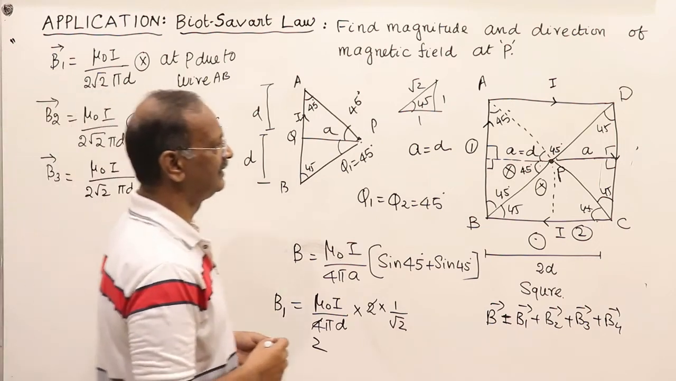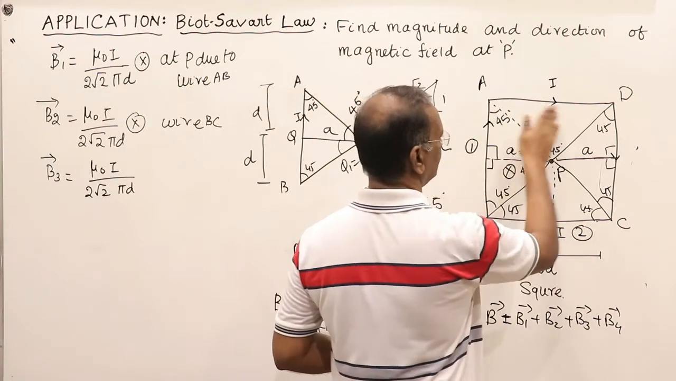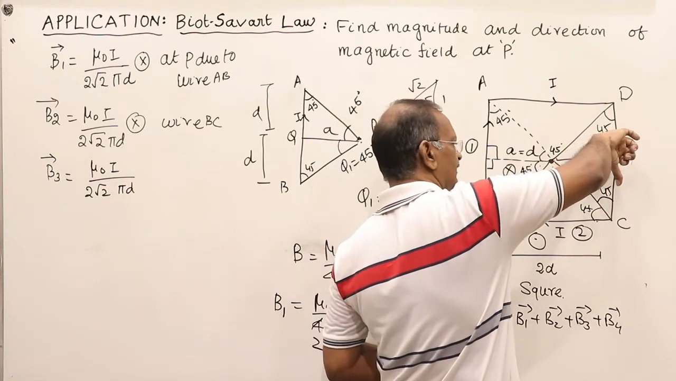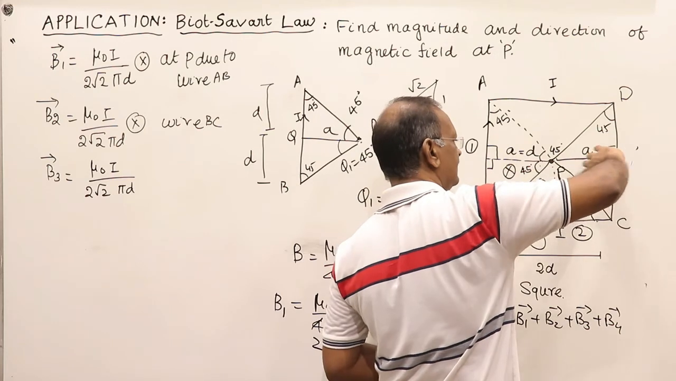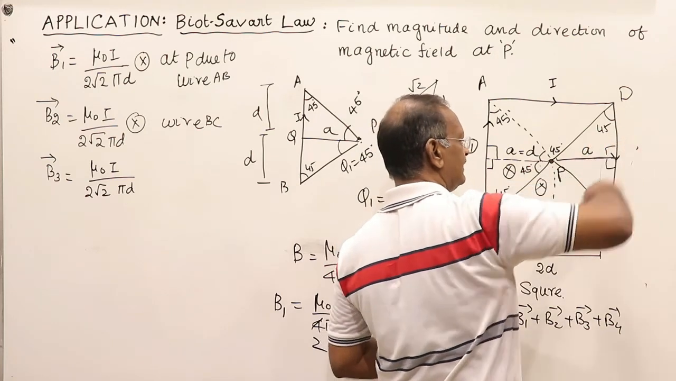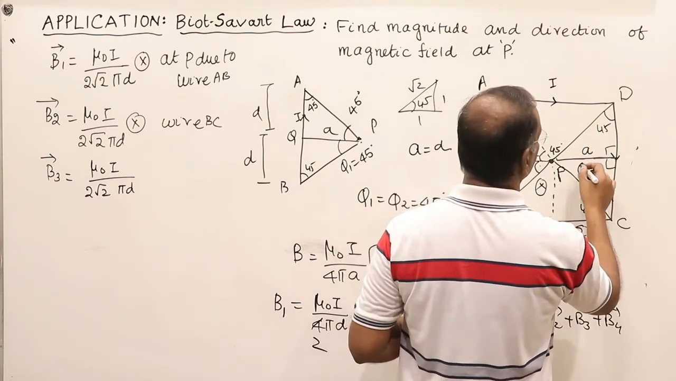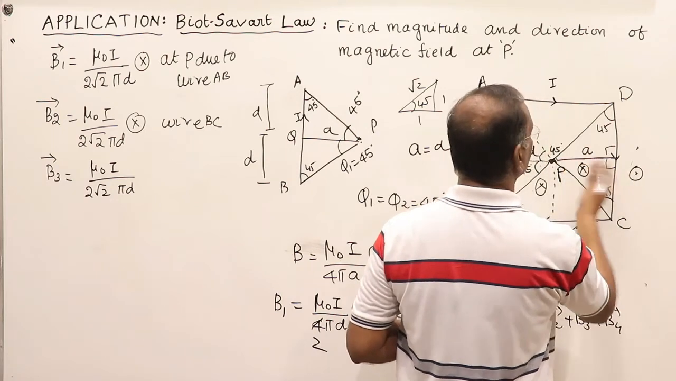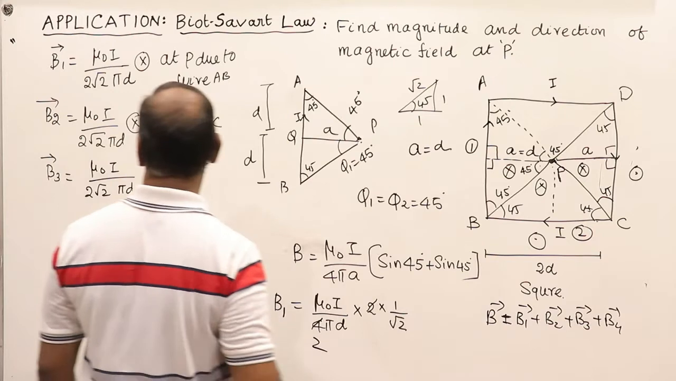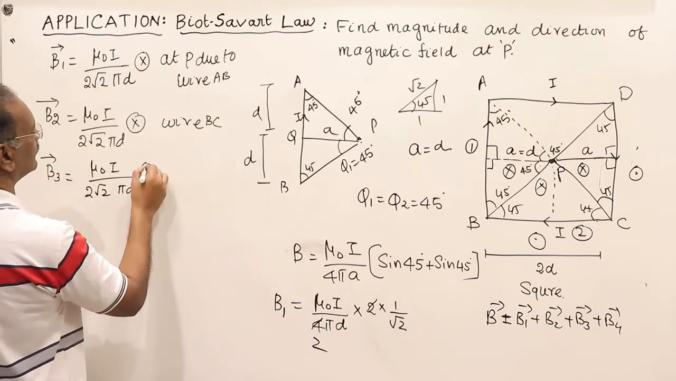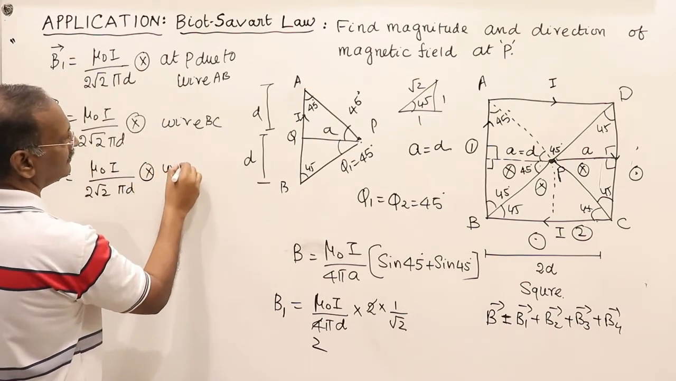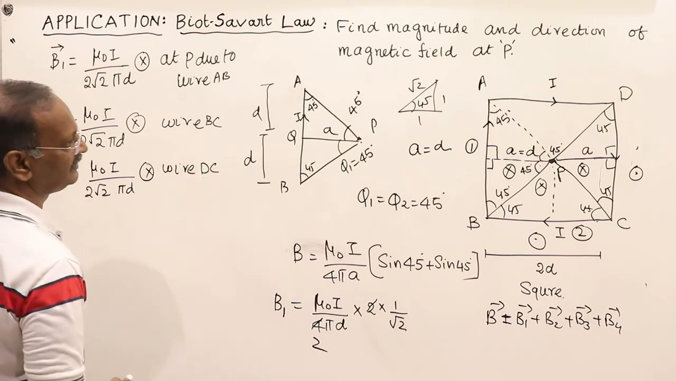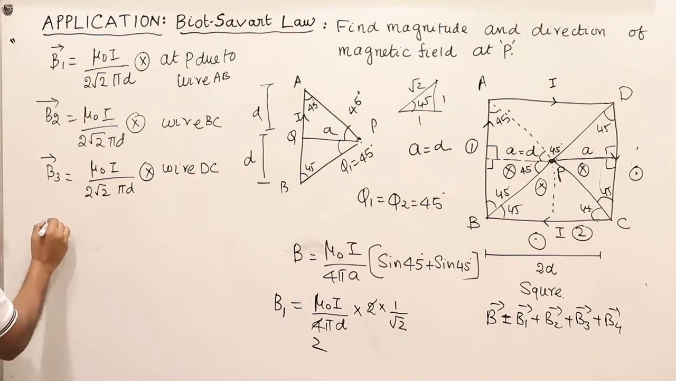Here, what is the direction? Current is flowing here this way, here down. So we will point the thumb in the direction of current. It means here it is going inside, here it is coming outside. Here it is going inside, here it is coming outside. We are interested in finding out here, which is inside. Also same for wire DC. Yes, same for DC, and same for AD also.